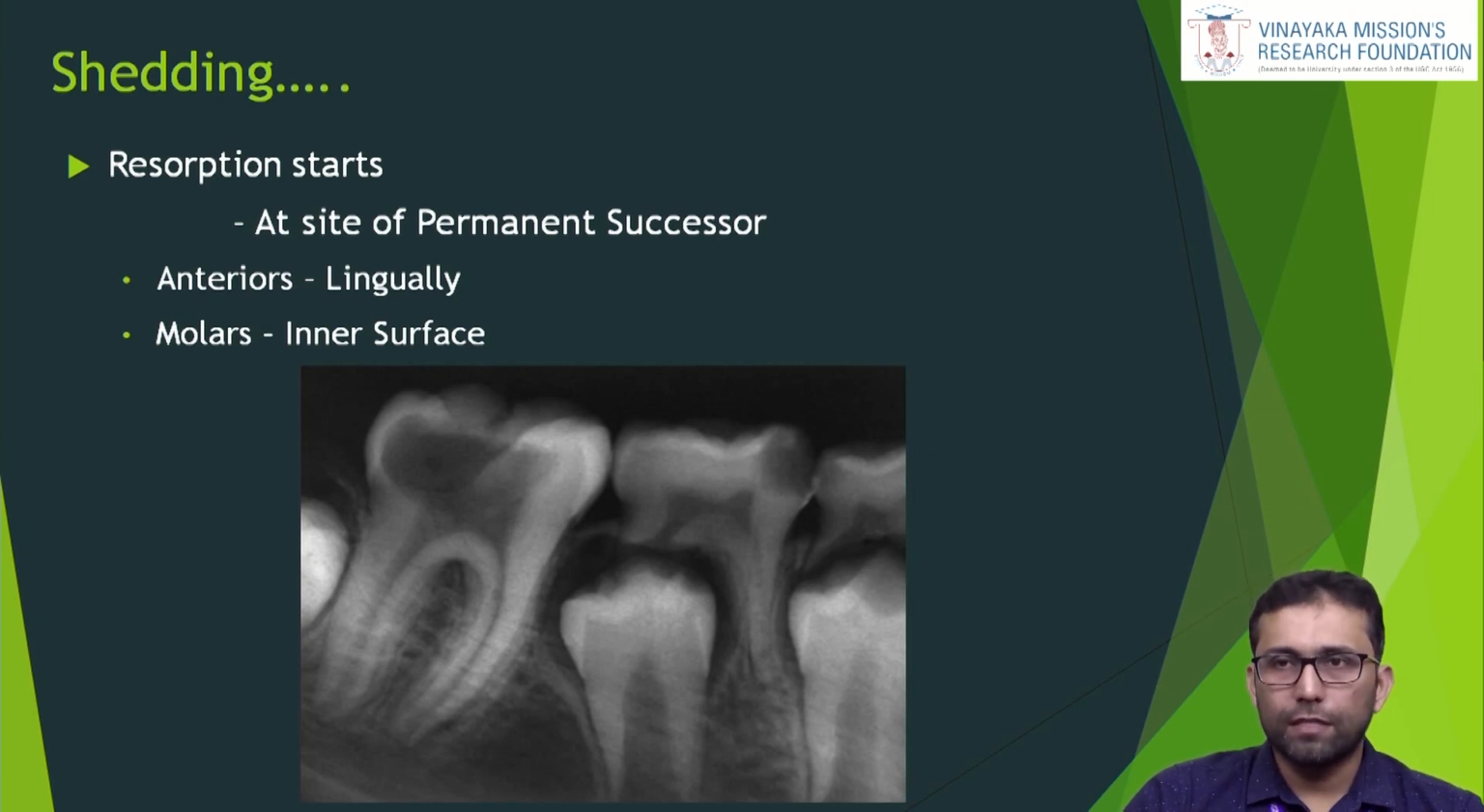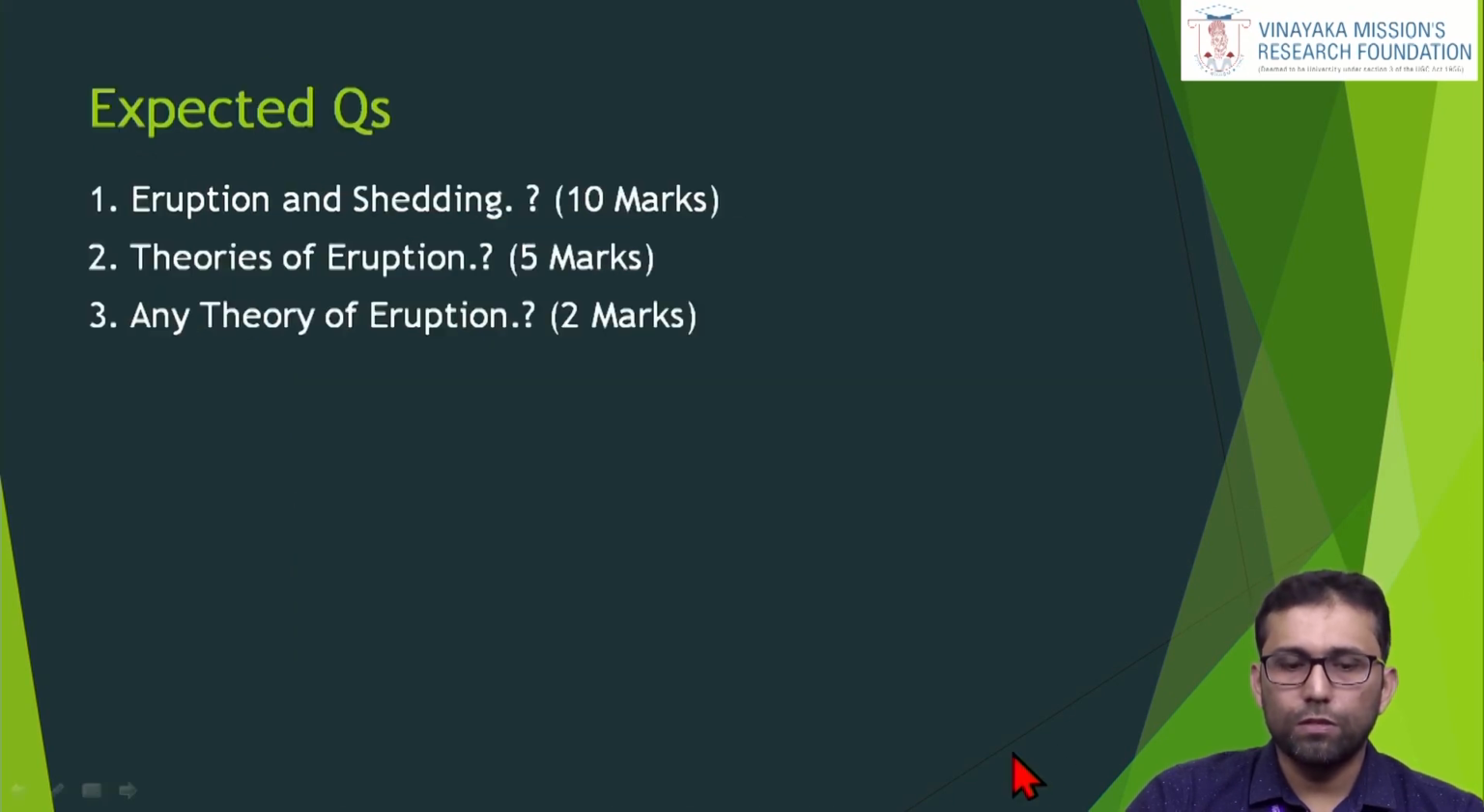So these are the factors that have to be dealt with under dental anatomy and histology for eruption, shedding and the chronology of the tooth. So we will look into some questions that are very important, and they will surely be asked in the university exams, which include some 10-mark questions, 5-mark and 2-mark questions.